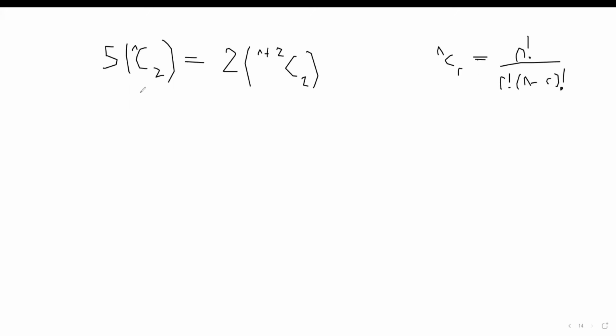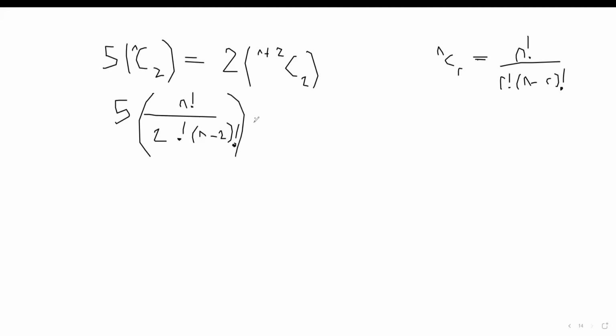So what that means, therefore, is that this can be written as 5 times, in bracket, n factorial. R in this case is 2. So it's n factorial over 2 factorial times n minus 2 factorial. Close the bracket.